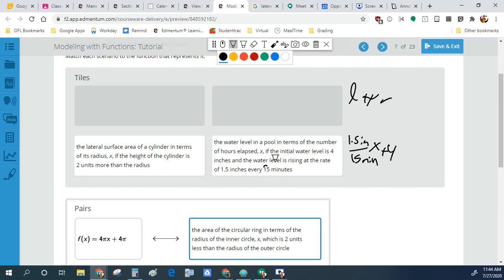So in here, time elapsed, blah, blah, blah, the rate is rising. So this is a rate, 1.5 over 15. If you guys have this, what's happening here is it's rising over time, which is run. So if you guys think of rise over run, you guys should be thinking of a line. So that should be y equals mx plus b. So this is your m. M is always rise over run. And then your b is your starting point.